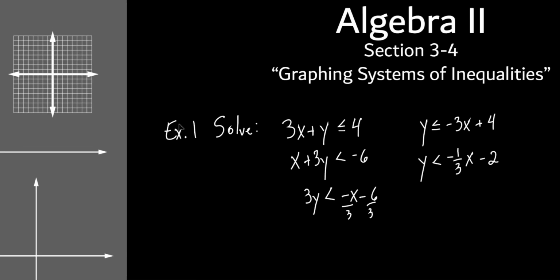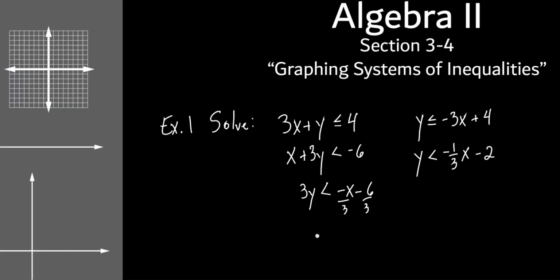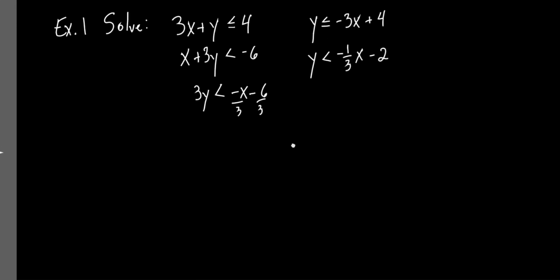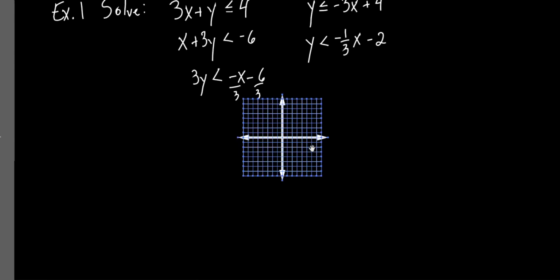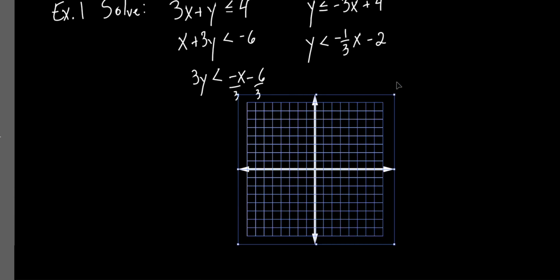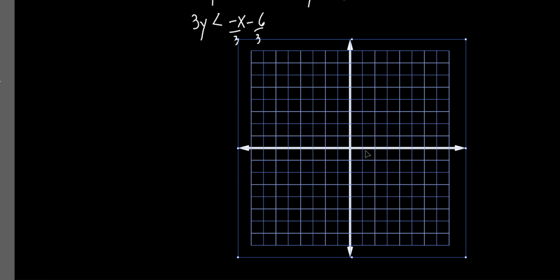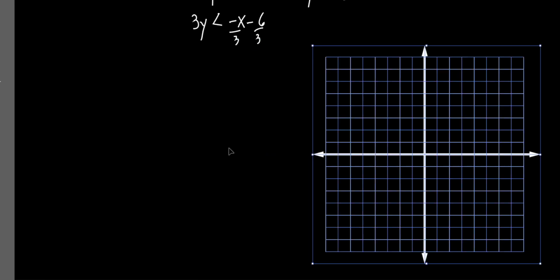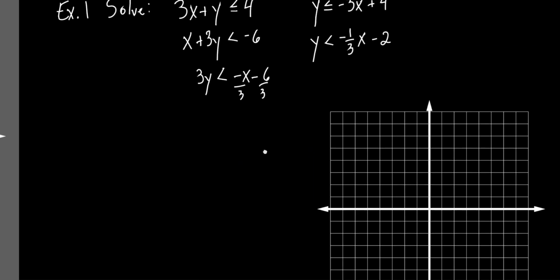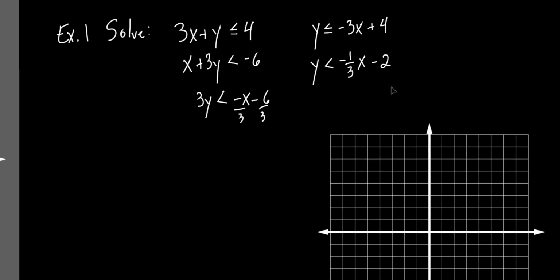So let me grab a graph. You don't have to have graph paper for this, but it's kind of nice if you did. Let's put that there. Let's make this pretty big. That's good. And let me grab our two inequalities, put them next to it so I remember what I'm graphing here. And then do this, do this. All right.